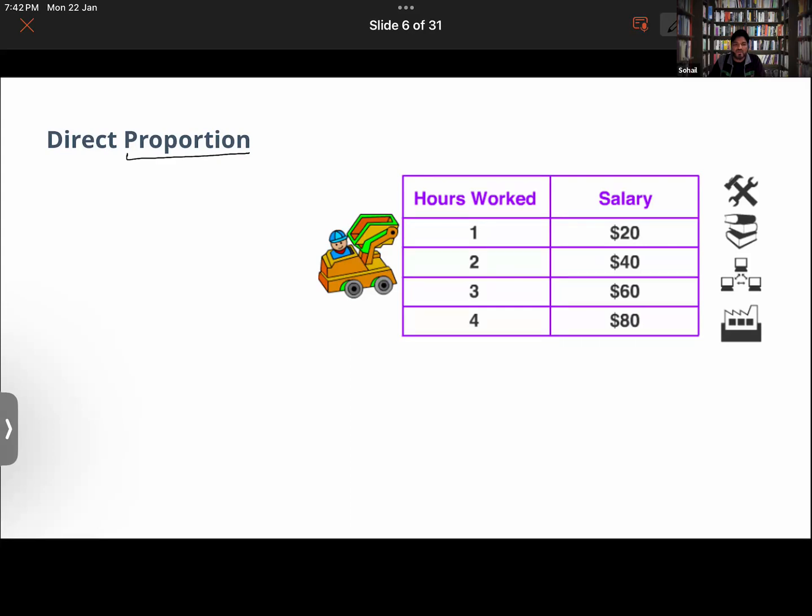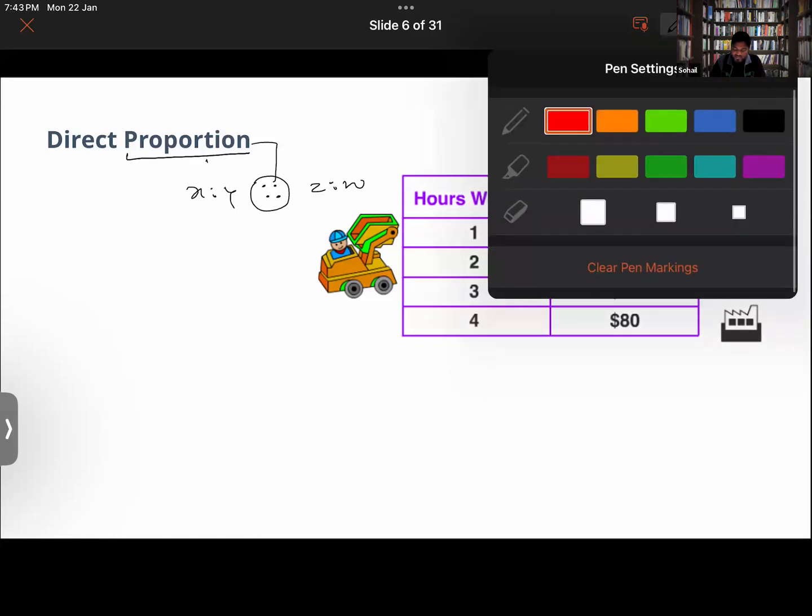Who will tell me what we studied about proportion? Two or more sets of ratios. When you compare two ratios, we call it proportion, right? For example, we have x is to y and let's say z is to w, and you are comparing them using this sign of proportion. We call it the sign of proportion, right? So when we study direct proportion, you can compare it in this manner. Okay, let's take two data.